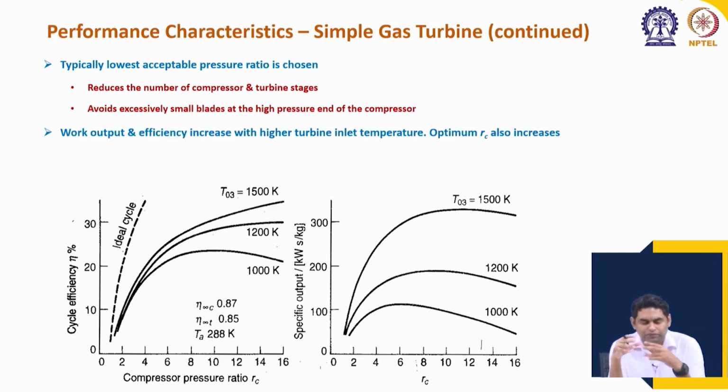And finally, the work output and efficiency increase with higher turbine inlet temperature, both increase as we have seen here. The optimum value of RC for both cases also increases with higher turbine inlet temperature, that also we have seen. So, going from here to here, and somewhere around here. So, simple gas turbines are very widely used, designs based on simple gas turbines, because they are very effective, have very good performance and are simple to design, with less capital cost.